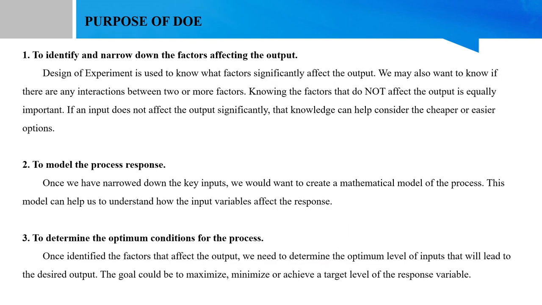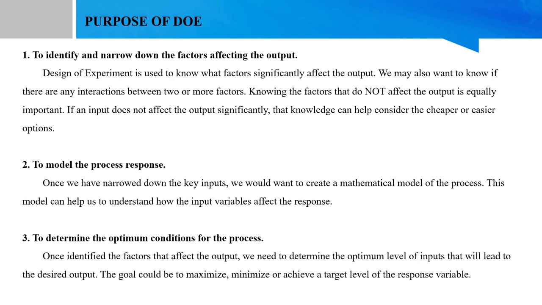The next purpose of design of experiment is to model the process response. Once we have narrowed down the key inputs, we want to create a mathematical model of the process. This model can help us to understand how the input variables affect the response. That is, once we consider what our independent variables are, next we have to develop a mathematical model. From that mathematical model, we come to understand how much the input variables affect the response variable.